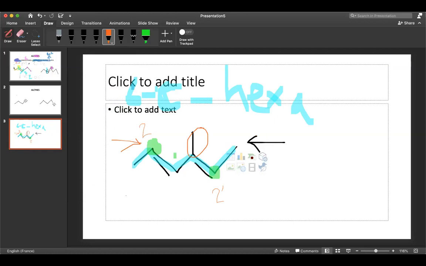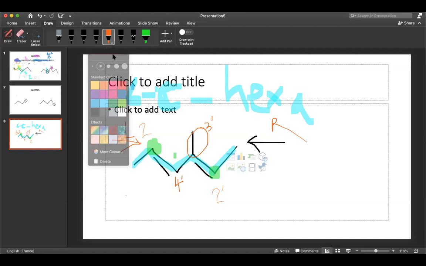Now, we count. This is 1, 2, 3. We have 3 prime. So this is on the right, and this is on the left. So when the direction is from right to left, we use prime, and from left to right, we use numbers without prime. So we have position number 3, number 4 prime.